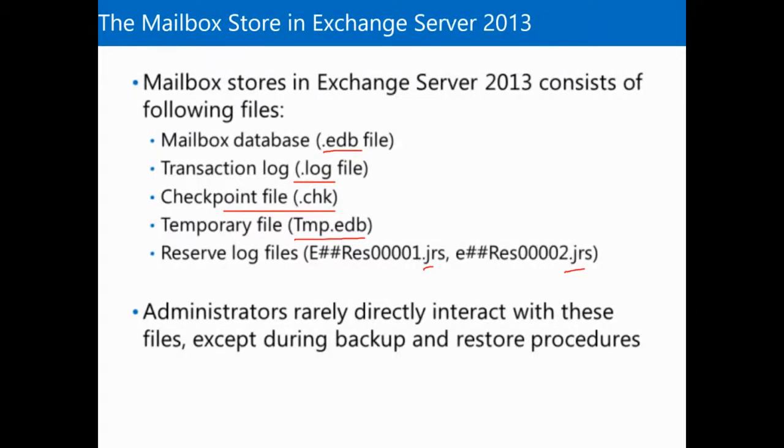We have also the temporary file, tmp.edb. This is a temporary location used for processing transactions. Tmp.edb contains temporary information that is deleted when all stores in the storage group are dismounted or the Microsoft Exchange Information Store service is stopped. This file does not exceed 1 megabyte.